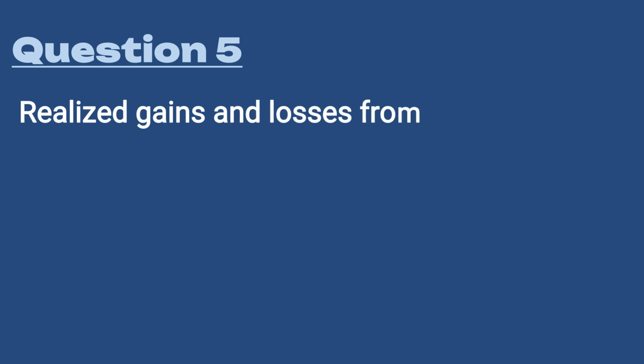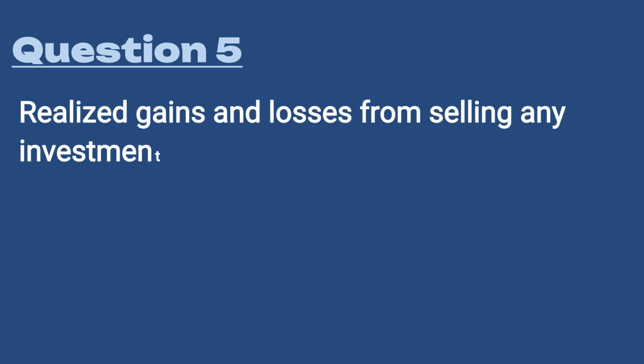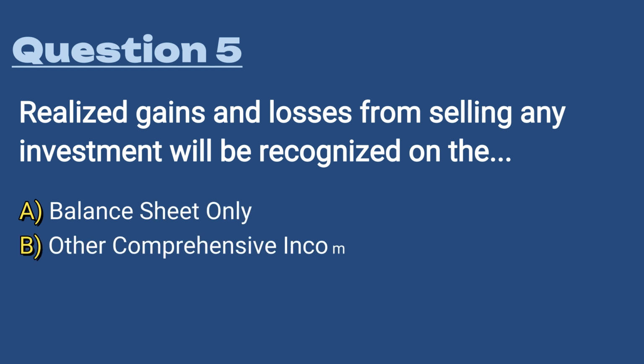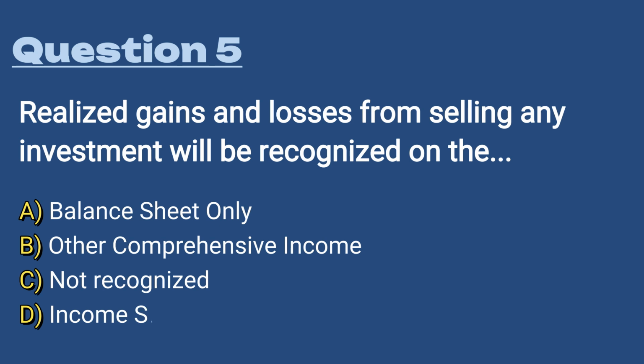Question number 5. Realized gains and losses from selling any investment will be recognized on the A, balance sheet only, B, other comprehensive income, C, not recognized, or D, income statement.